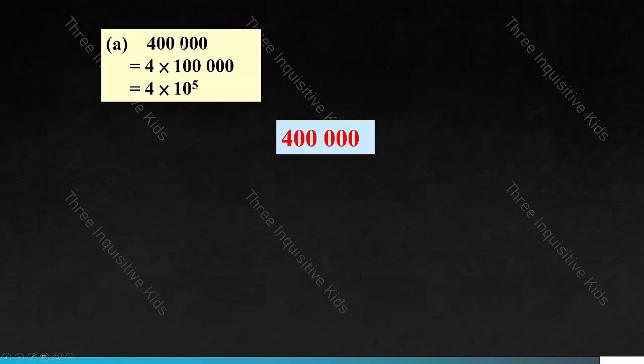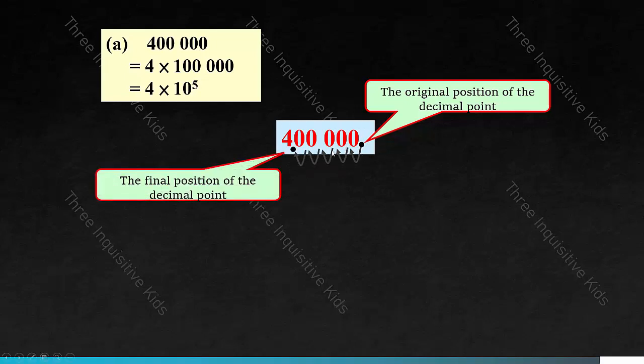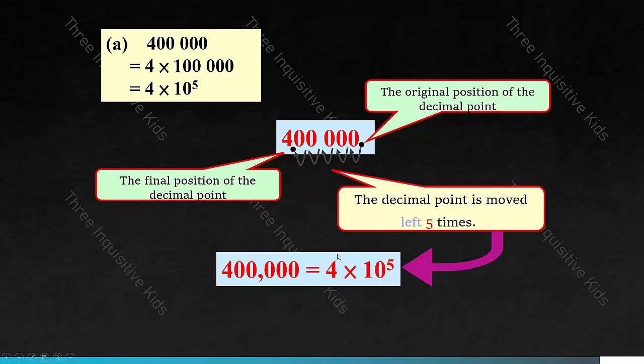Here we have 400,000. That equals 4 times 100,000, and we know that 100,000 is 10 to the fifth power. So here you can see that this is the original position of the decimal point, and we're going to move it 1, 2, 3, 4, 5 times. So this is turned into 4 times 10 to the fifth power. After we move the decimal point, this becomes 4.00000, which is just 4. 400,000 is equal to 4 times 10 to the fifth power.